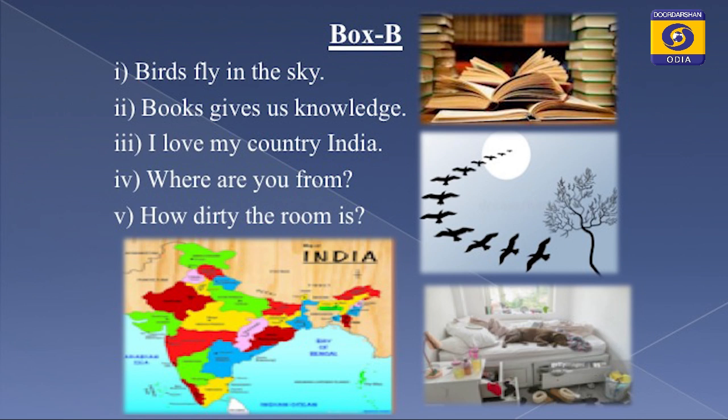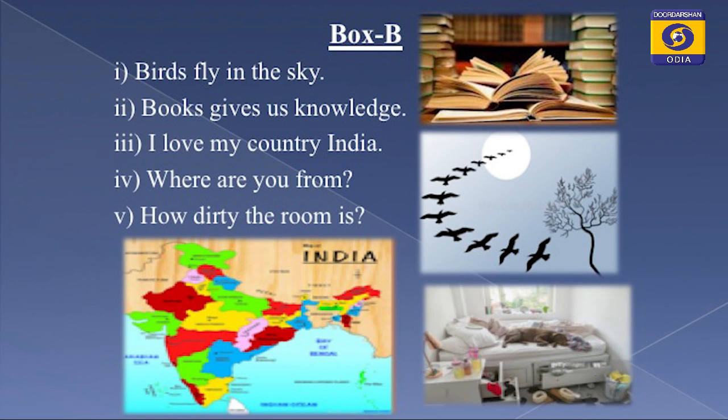Please see: birds fly in the sky. We get a complete thought, it gives us some meaning, so this is a sentence. Birds fly in the sky. Similarly, the same words are in line 2 as in box A, but in line 2 those words are kept in order. The order gives the meaning, and the sentence says, books give us knowledge. So, books give us knowledge is a sentence.